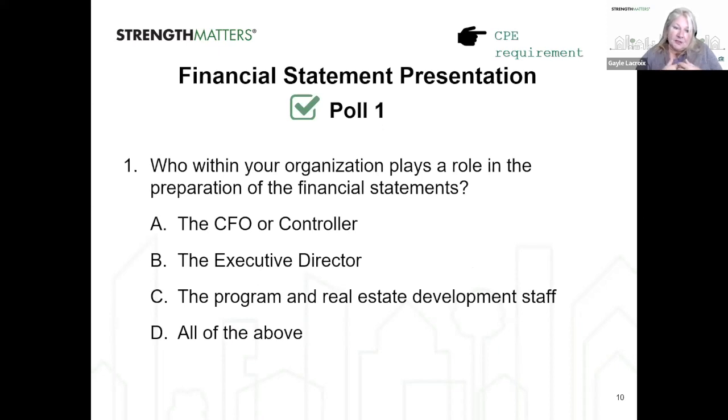So we're going to do our first poll. Who within your organization plays a role in the preparation of the financial statements? There's really no wrong answer here, but there is a best practice.